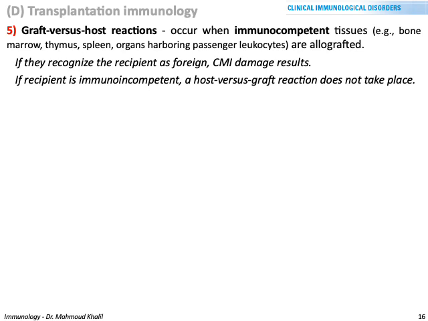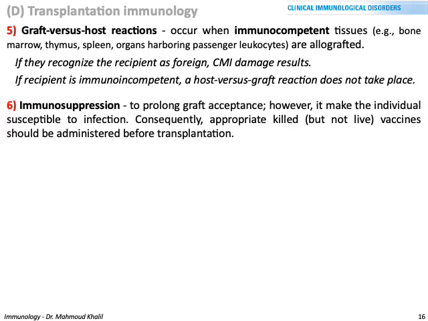Graft versus host reactions occur when immunocompetent tissues like bone marrow, thymus, spleen, or organs harboring passenger leukocytes are allografted, like in bone marrow transplantation. If they recognize the recipient as foreign, CMI damage results. If the recipient is immunocompetent, a host versus graft reaction takes place.